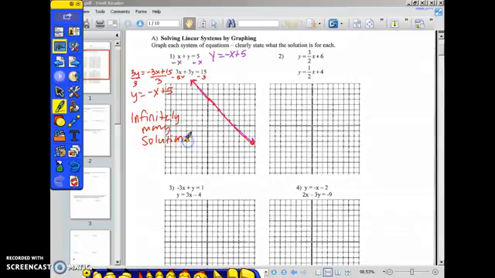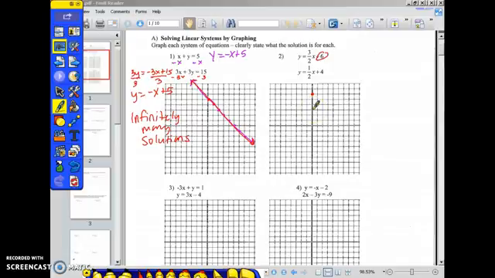Number 2. These are already in slope-intercept form, so all I have to do is graph them. We start with our y-intercept. That's at 6. So we're going to go up to 6. Our slope is 3/2. Slope is rise over run, so that means we're going to go up 3 to the right 2. Since I can't go up 3, I'm going to go down 3.